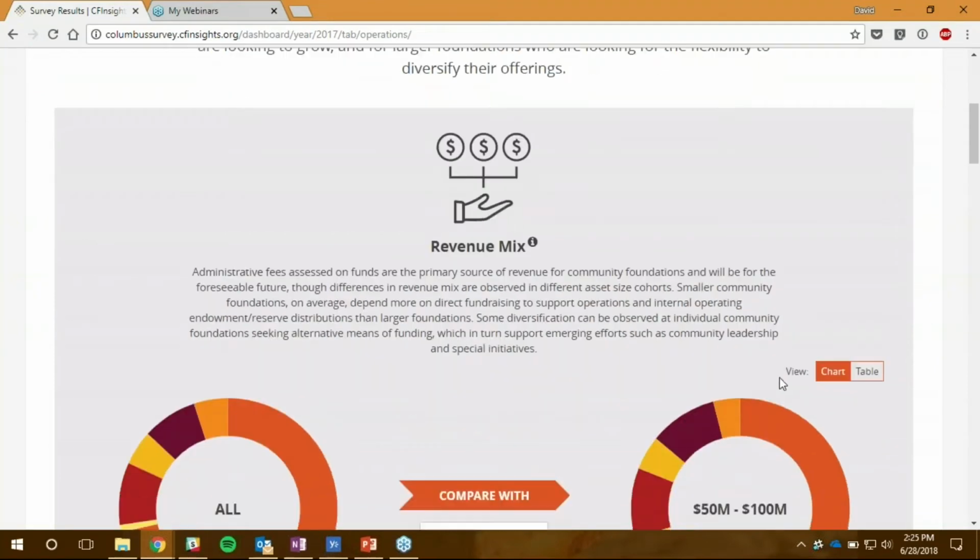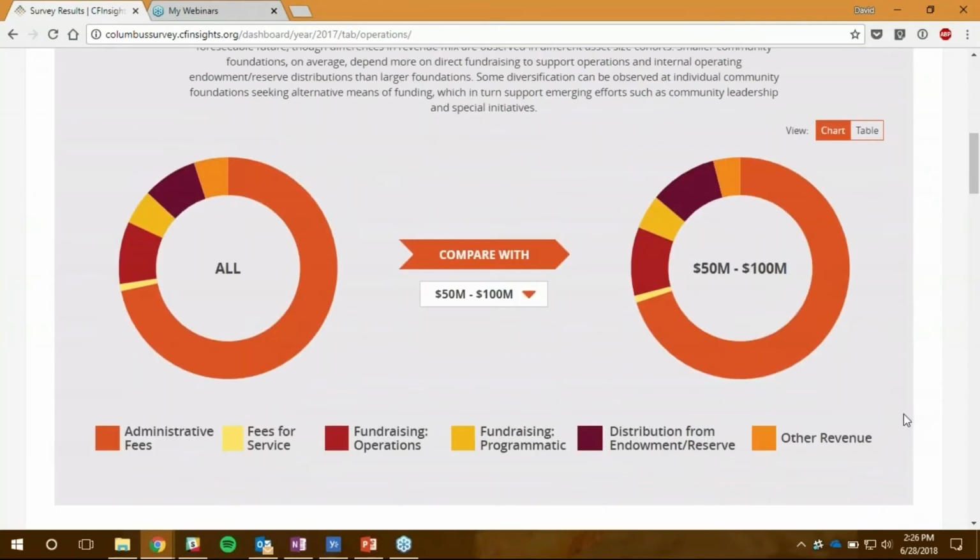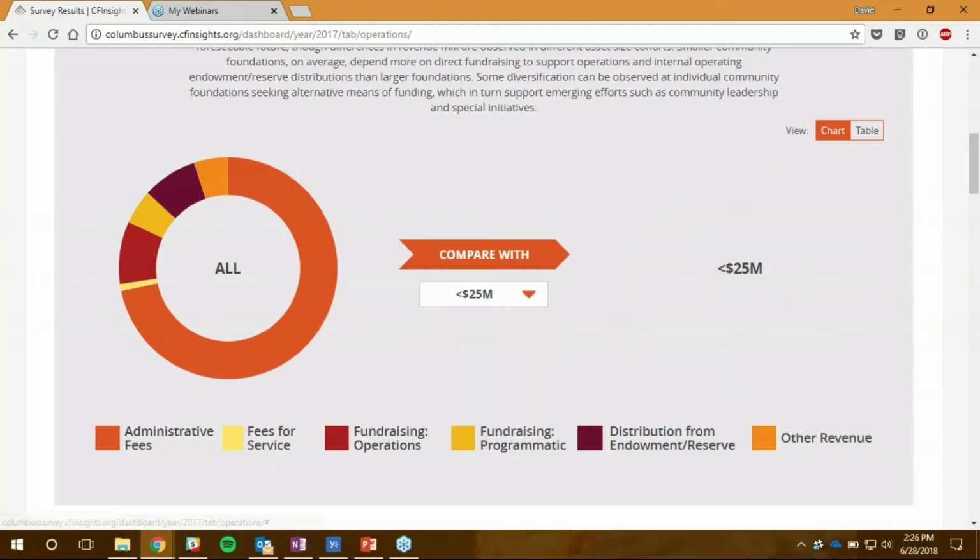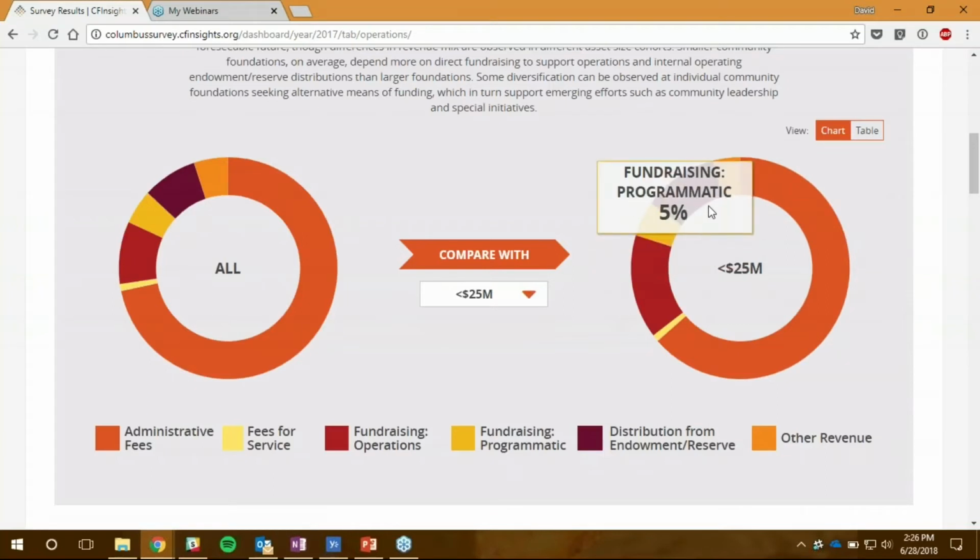On to the next tab. So here we're looking at the revenue mix. I'll just pause here very quickly and mention that this looks a little bit different than last year. Last year we were using stack bars. This year we switched these to donut charts, which I believe are a little bit easier to read. But either way, it's the same functionality if you want to switch between different asset size cohorts to see what some of the differences are in the different operating revenues that they earn and how much of their total revenues come from these different sources.